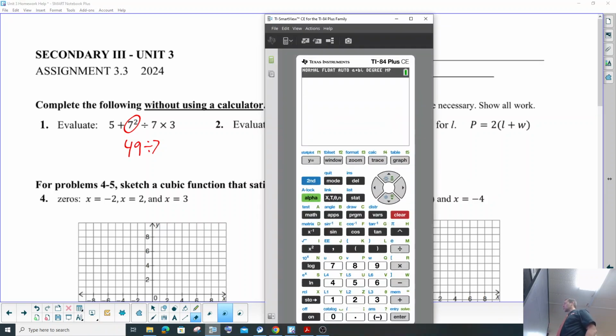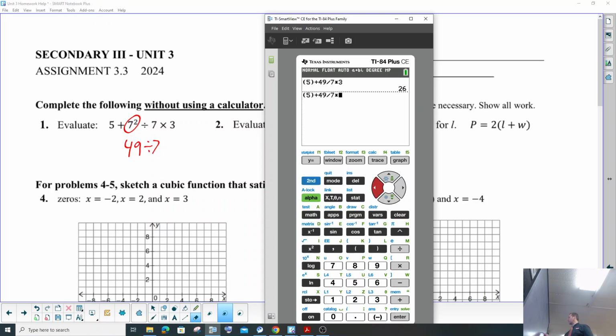Interesting. Should we see what it is on the calculator with lots of parentheses? So 5 plus 7 squared is 49. So then we have 49 divided by 7. Oh, interesting. And then times 3. I'm not sure if that's right. I think it is. I think it is.